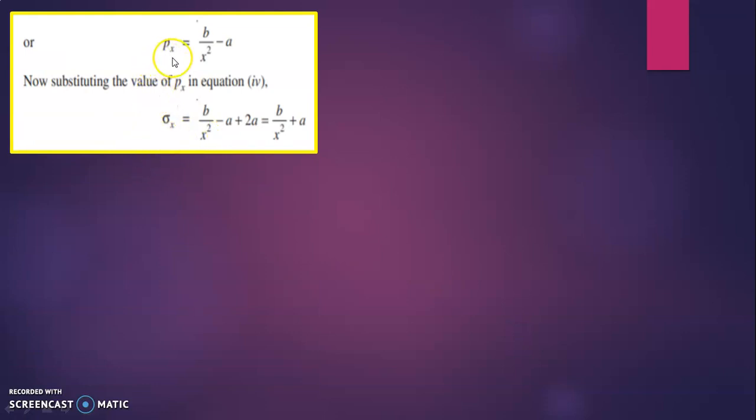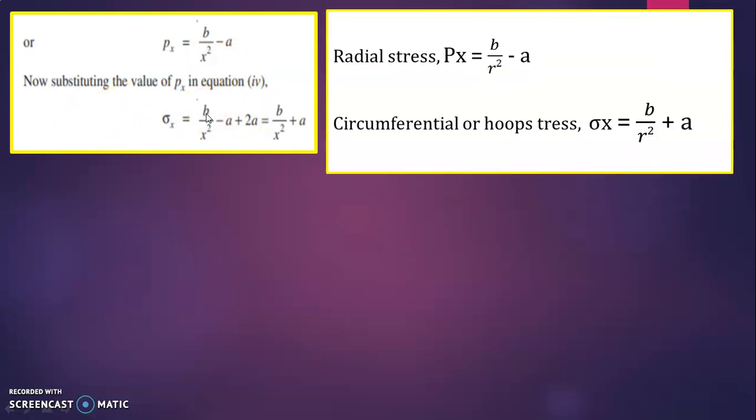So finally you just remember these two formulas: Px, the radial stress or radial pressure, is given by B divided by x square minus A, and the hoop stress is given by B divided by x square plus A. I have written here radial stress Px is B divided by r square minus A, in terms of radius r, and circumferential stress, also called hoop stress, sigma x is equal to B divided by r square plus A. Remember these two formulas and you can solve any type of problem.